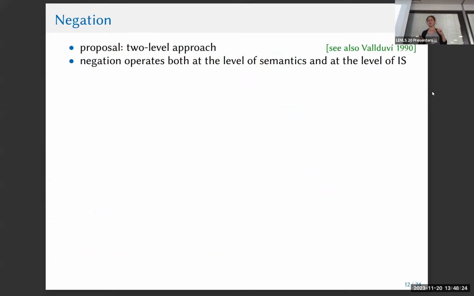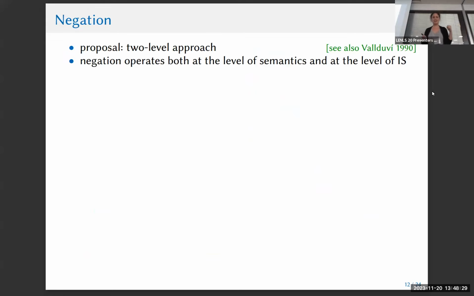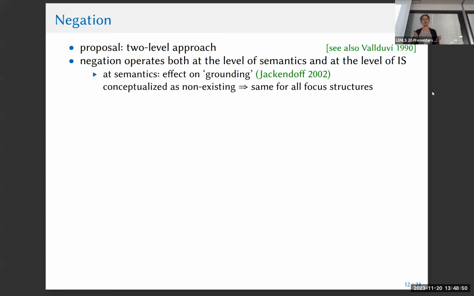Okay, for negation, the proposal is a two-level approach. Negation operates both at the level of the semantics, so some things should be represented in the semantic representation. There's something happening. I'm not rejecting that negation is changing the truth conditions or doing something there. So that's still there. But there are important things happening on the side of information structure. So in our conceptual semantics, the semantic effect is actually an effect on the grounding in terms of Jackendoff.